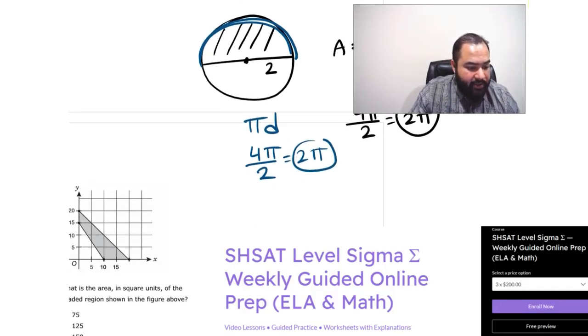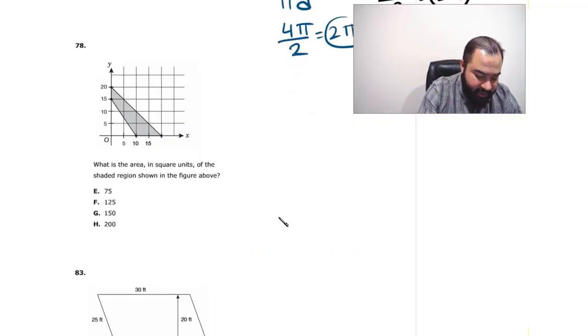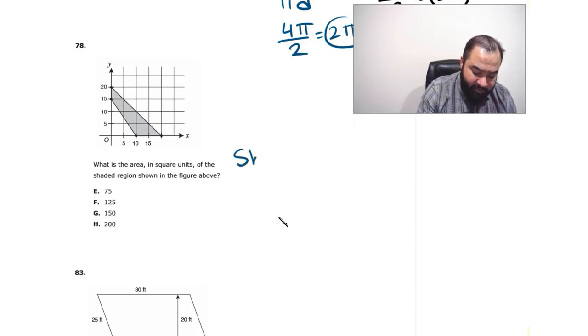All right, the next question, 78, it's a shaded region again. In this case, they ask, what is the area of the shaded region? Now, you can see this shaded region is a weird shape. It's not a regular shape. It's not a parallelogram or something, so we don't know what it is. So what we can do is use the formula that to find the shaded area, I would find the total minus the unshaded.